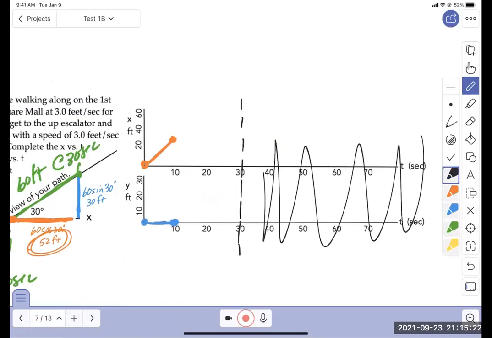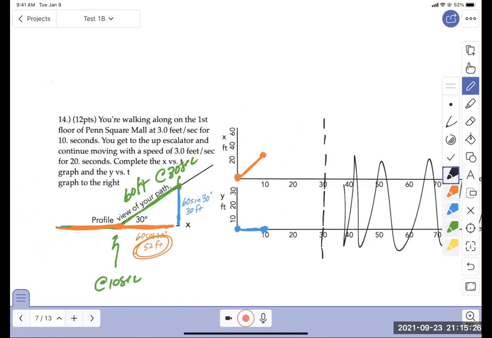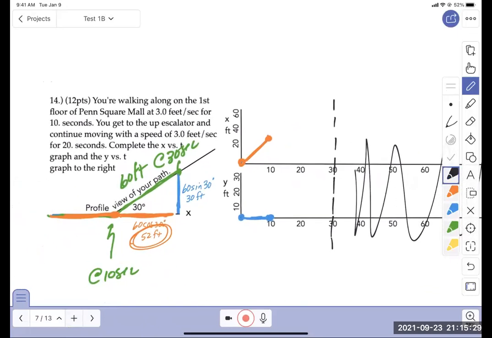Anyway, so 52 feet. You were at 30 feet. You had gone 30 feet so far. So it looks like we're going to end up at 82 feet, which is now going off your graph. Okay, fine, 30 plus 52. So we'll be up in here.